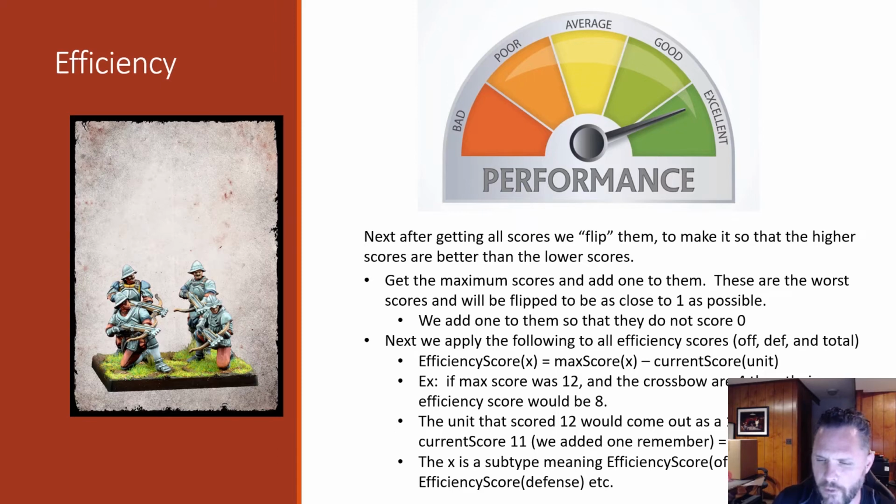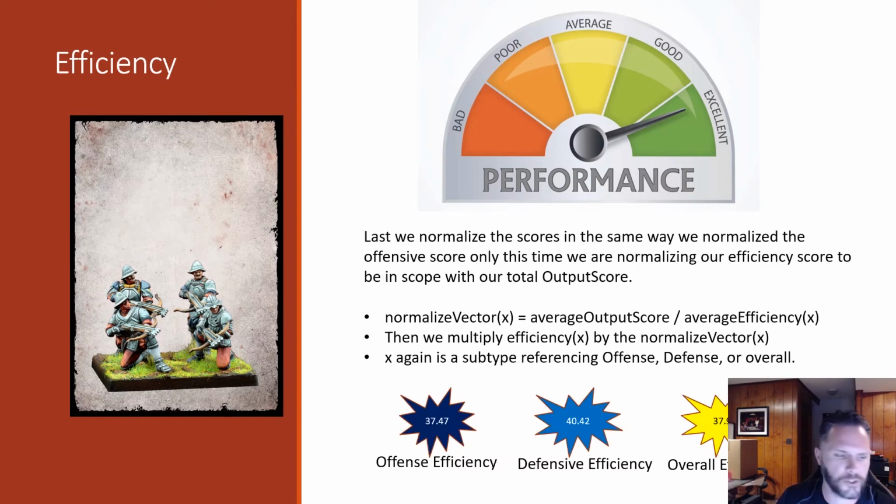So for example, if the max score was 12, so some units got a 12, and the crossbow comes out to be 4, then the crossbow's new efficiency score is an 8, so higher is better. If the unit that scored 12 comes out as a 1, it's simply the max score of 12 minus their score of 11, because remember I added 1, so it'll be a 1. So that's going to give me a list of all of their efficiencies.